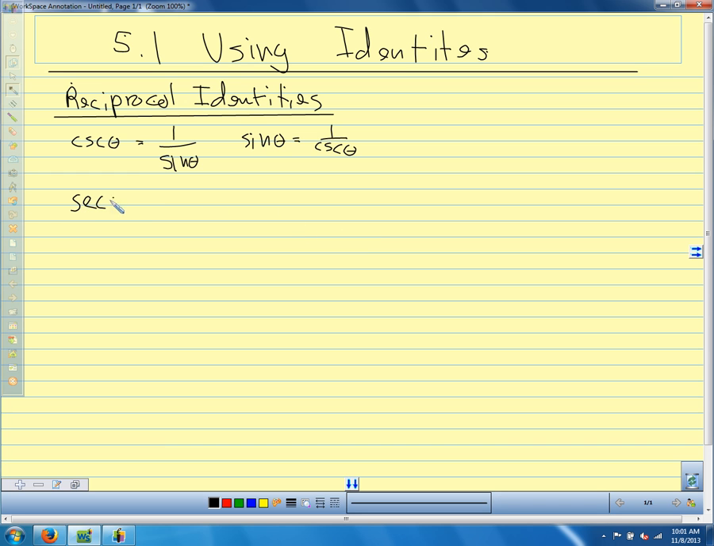Secant theta is the reciprocal of cosine. And it goes the other way around. Cosine theta is the reciprocal of secant theta. And then tangent theta is the reciprocal of what? Cotangent. And that works the other way also. So those are our reciprocal identities.